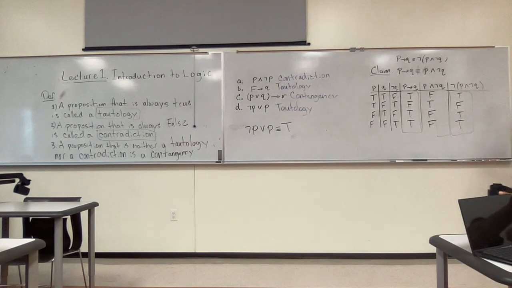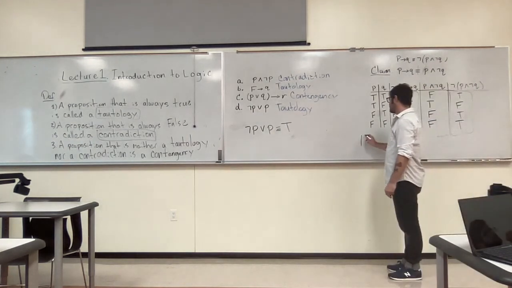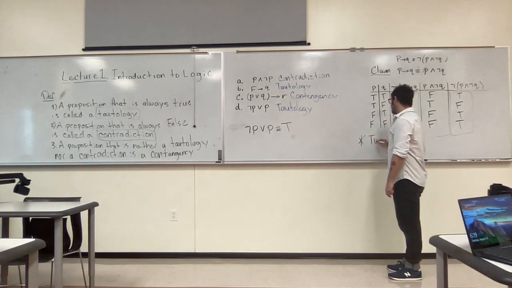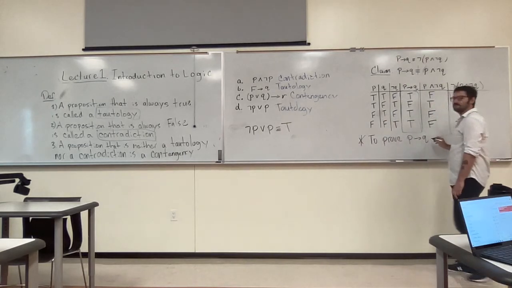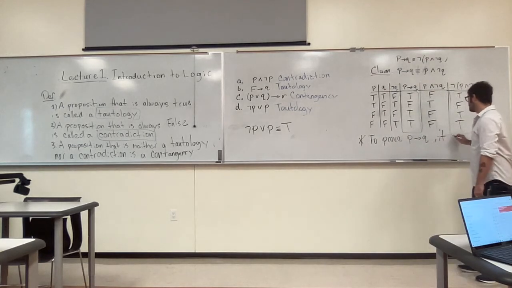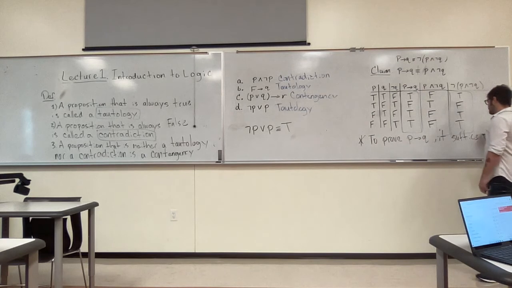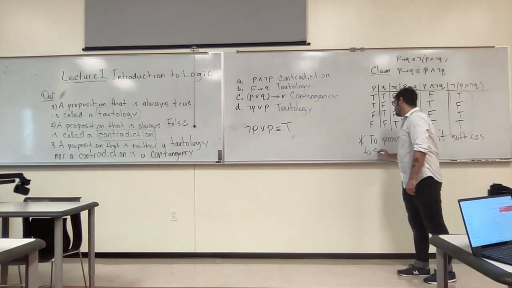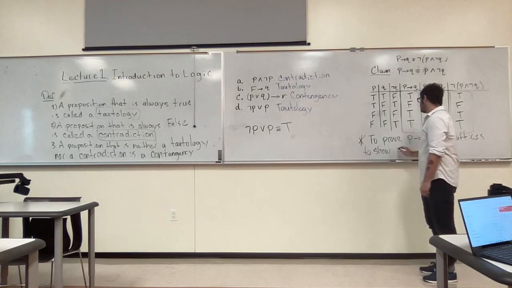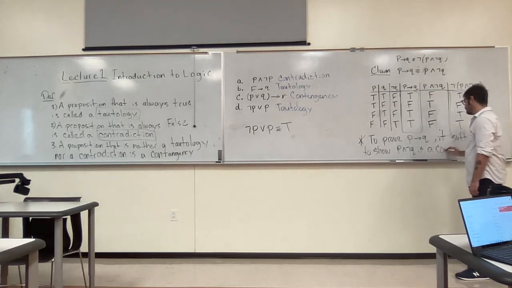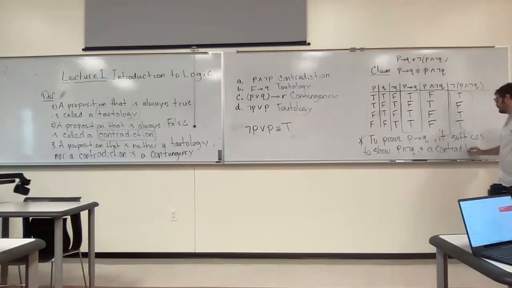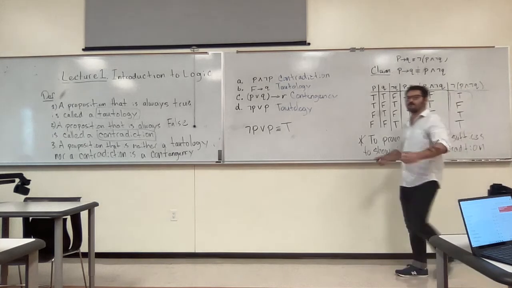This is useful because what this tells us, and we'll learn more about this maybe the class after next, is that to prove or argue a conditional statement, if P then Q, it suffices to show P and not Q is a contradiction. Can someone explain what I mean by that? To prove if P then Q is always true.